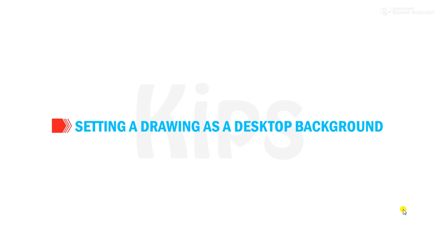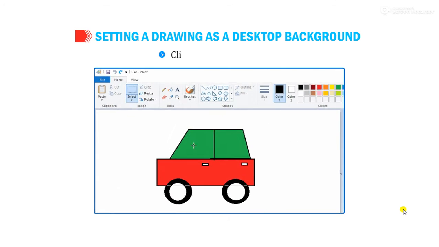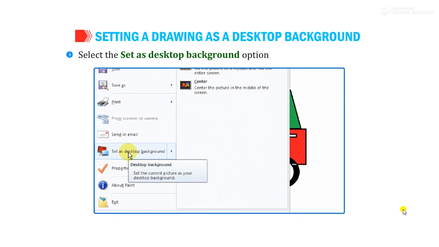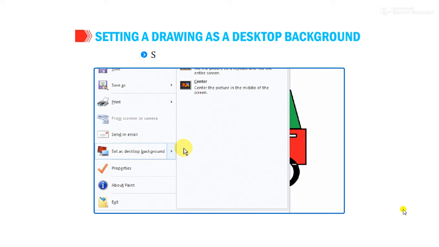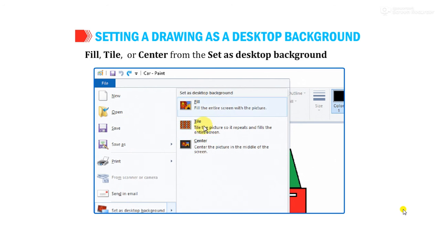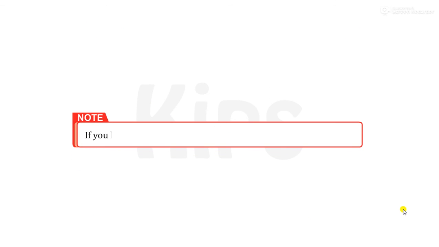Let us find out how to set a drawing as a desktop background. Once you have created a drawing in MS Paint, you can set it as a desktop background. Follow the given steps. Click on the File tab. Select the Set as Desktop Background option from the drop-down list. Select any one of the three options: Fill, Tile or Center from the Set as Desktop Background panel. Note: if you have not saved the file, MS Paint will ask you to save it first.